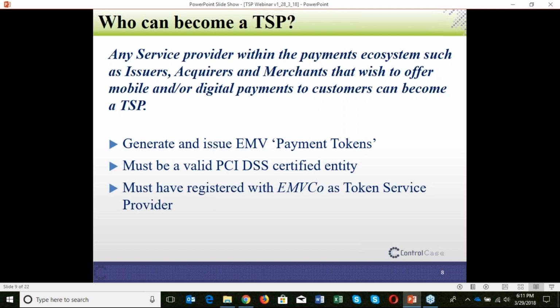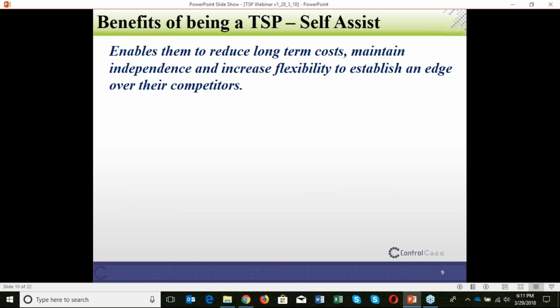They should also be registered with EMVCo. This is an important point. Prior to any certification process, they have to approach EMVCo, register, and request an EMVCo ID. Based on that ID, they can move forward to the next steps. We'll talk about that later. But this is the minimum requirement for any entity to be a TSP certified entity.